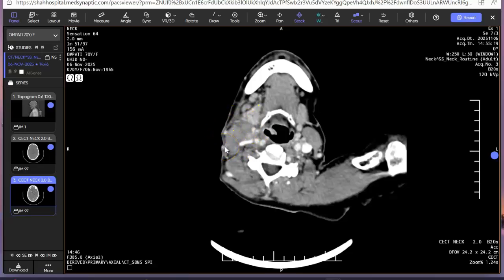What are the DDs of necrotic lymph nodes with extra capsular spread? First, this is the case, SCC of the supraglottic region, squamous cell carcinoma, and second is lymphoma mets. Okay, thank you.